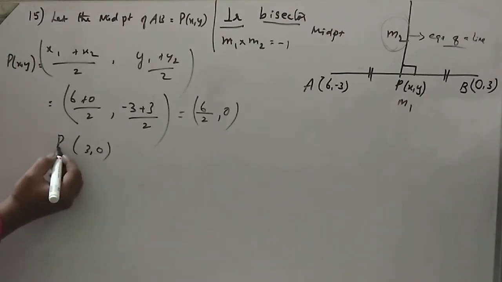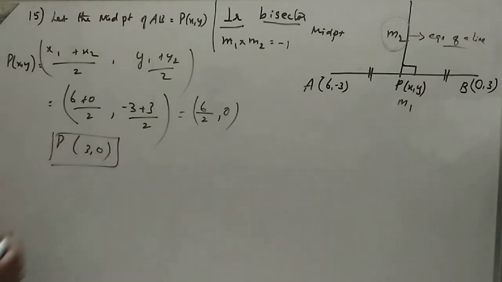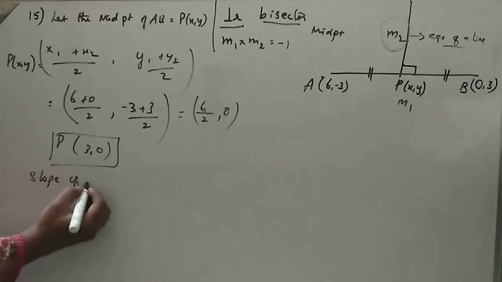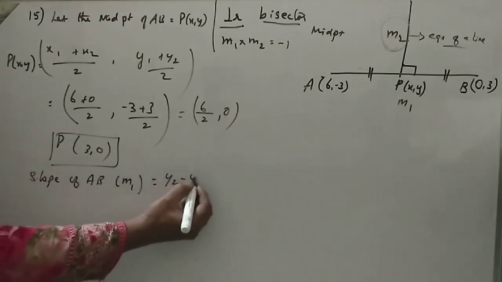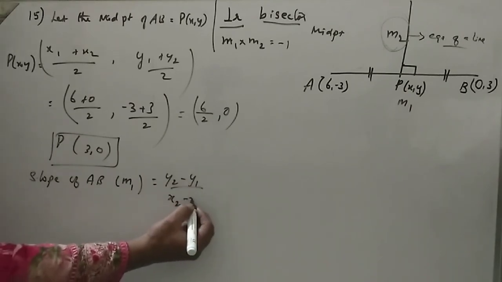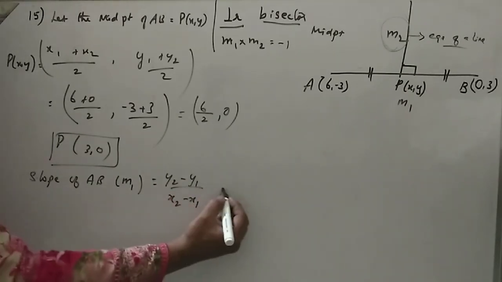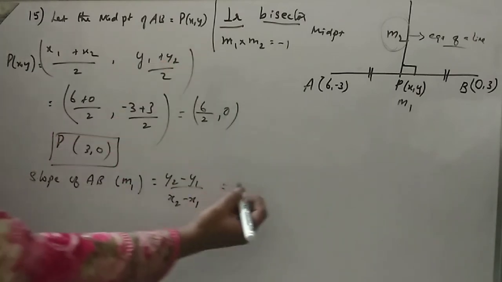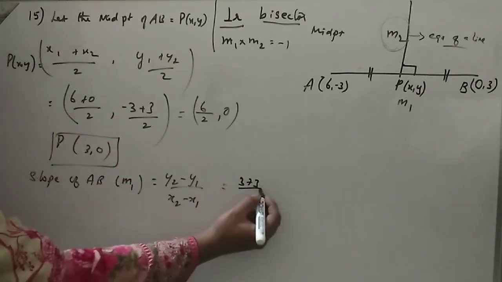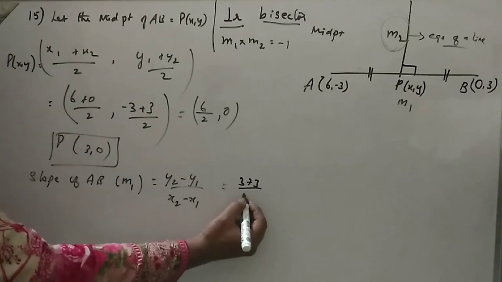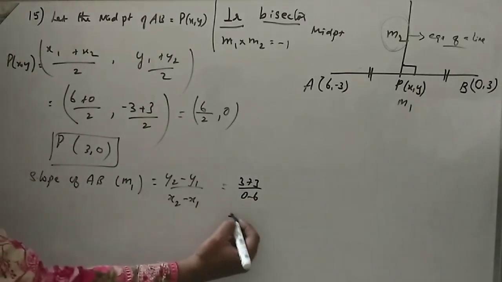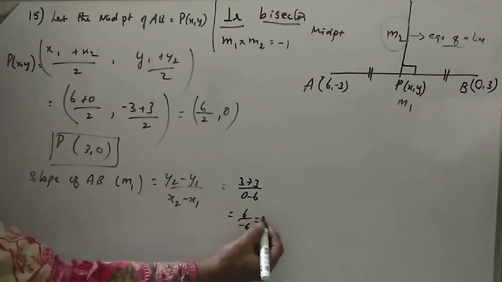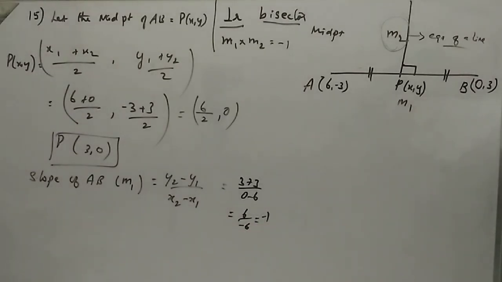Next, we have to find the slope of AB. Slope of AB, that is M1. Y2 minus Y1 upon X2 minus X1. So, you will get 3 plus 3 upon 0 minus 6. So, you will get 6 upon minus 6 is equal to minus 1.